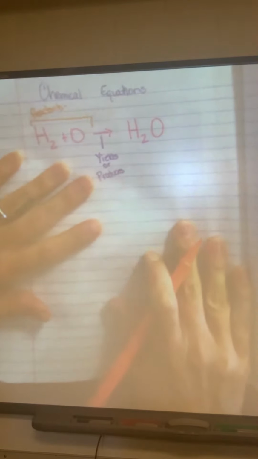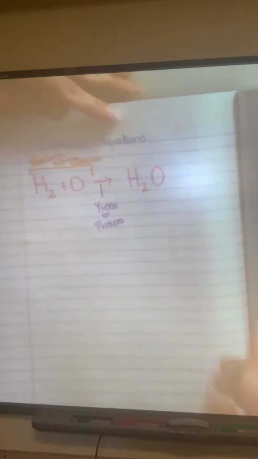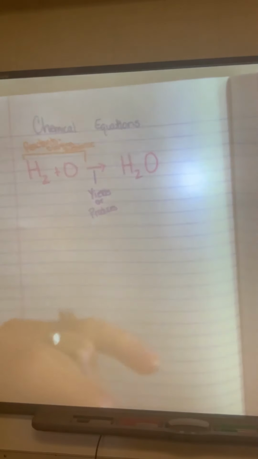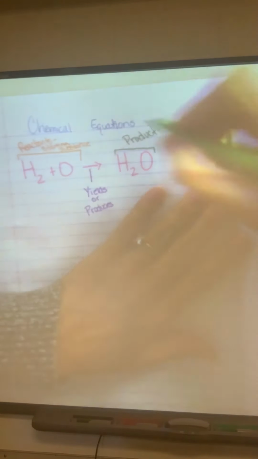We always say that they're what I start with. So it's my starting substances. And then I have my yields or produces. So they come together, they have their chemical reaction here, and then they give me H2O. We call that the product. Pretty simple to figure out. My product is the ending substance.